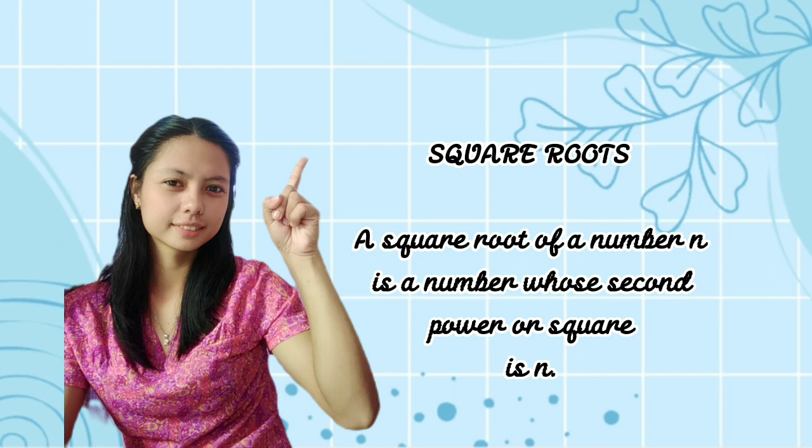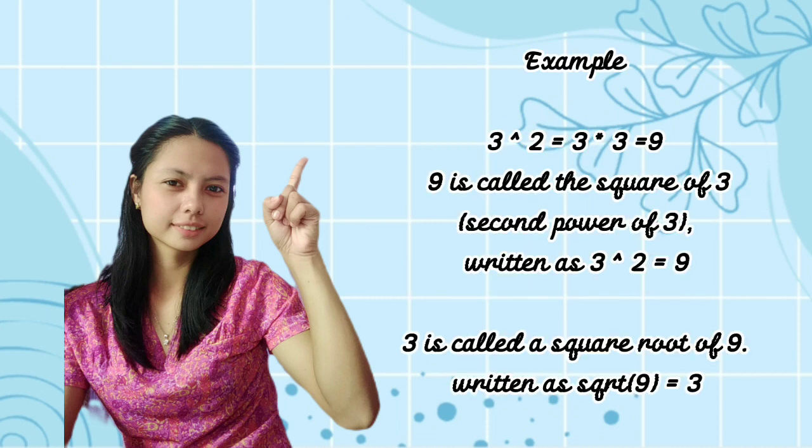Square roots. A square root of a number n is a number whose second power, or square, is n. Finding square roots by inspection. Example: 3 squared is equal to 3 times 3, which is equal to 9. 9 is called the square of 3, or the second power of 3, written as 3 squared is equal to 9. So, as you can see here, 3 is called the square root of 9, written as the square root of 9 is equal to 3.